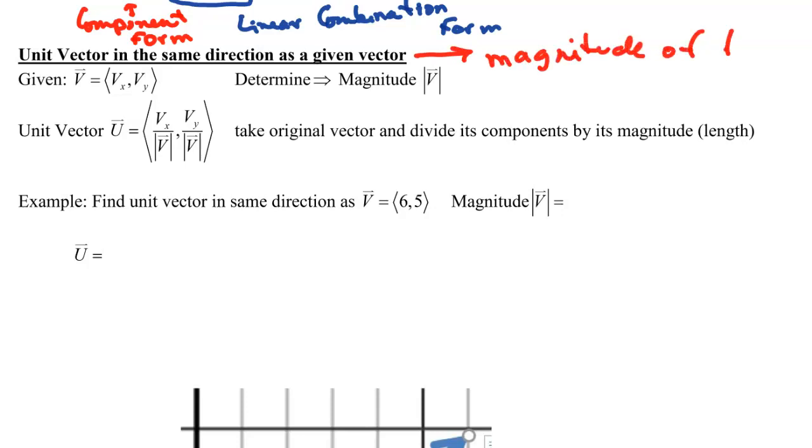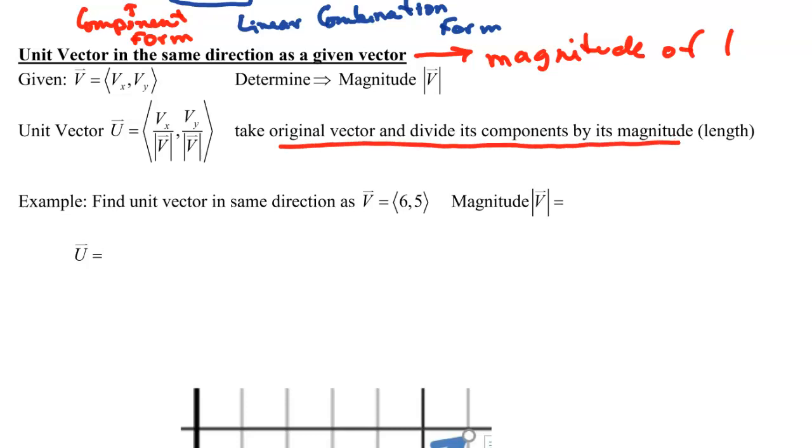Magnitude of 1. It will be a vector in the same direction as the given vector, but its length would be shrunk or stretched to 1, depending on what needs to be done. So what I need to know is the original vector, Vx, Vy, and its magnitude. All I'm going to do is divide the original vector by its magnitude.